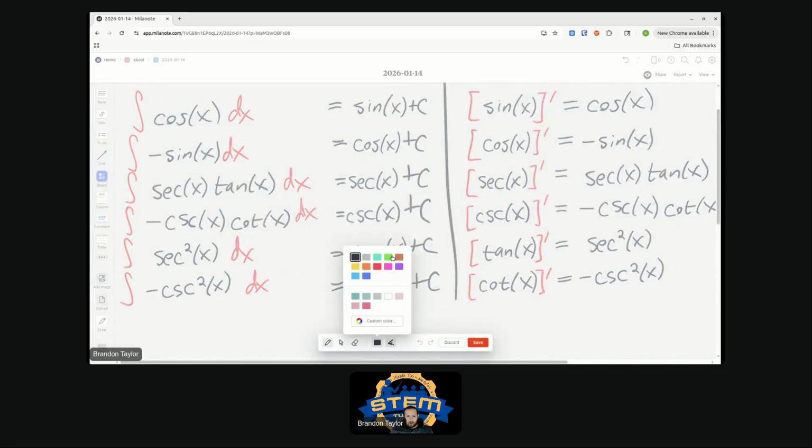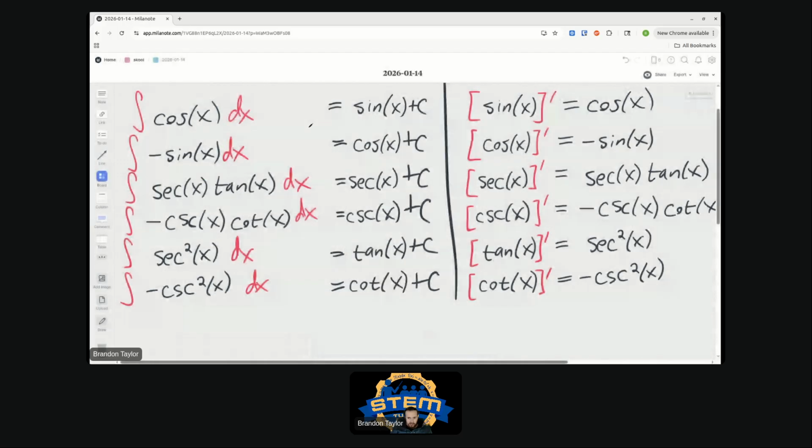But the thing I want to point out is if you do that, there's only two of these. Just from reverse engineering the trig derivative rules that we already know, we only really learn how to take the integral of two trig functions, sine and cosine. These are all a lot weirder, right?